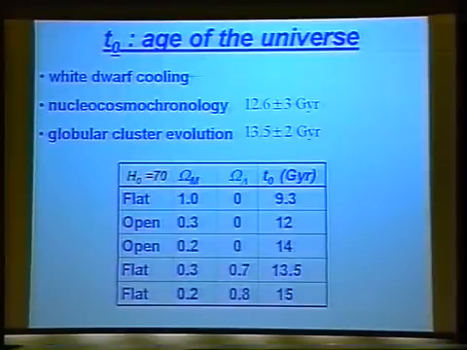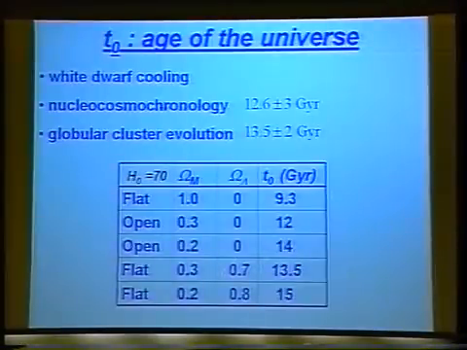If the Hubble constant is 70, and the universe has no vacuum energy but is flat, then the age of the universe is predicted to be 9.3 gigayears, which is uncomfortably small compared to the estimates of the age of the universe. If the universe is open, with a total value of omega of 0.3 and a zero cosmological constant, then the universe would be older, with an age of 12 gigayears. And if it's even more open, if omega decreases, then the expansion age of the universe decreases also.